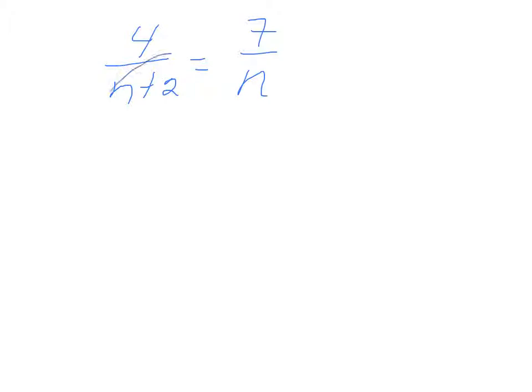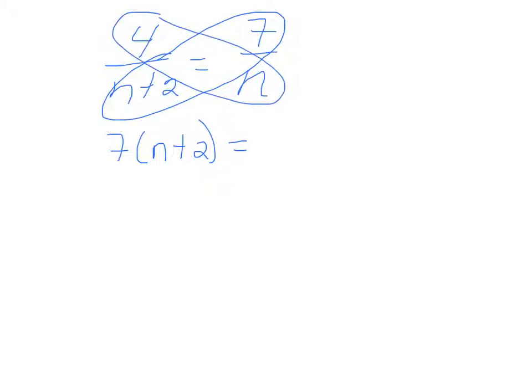Cross products. We're going to have the 7 and put the n plus 2 in parentheses. That's the most important part of that. Equaling the other two cross products being multiplied. 4 times n is 4n. Same sort of undoing. To undo the parentheses, multiply through. 7 times n is 7n. 7 times 2 is 14.